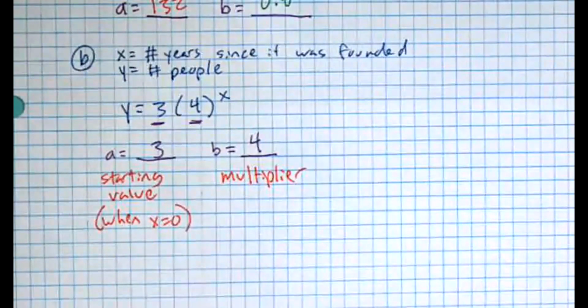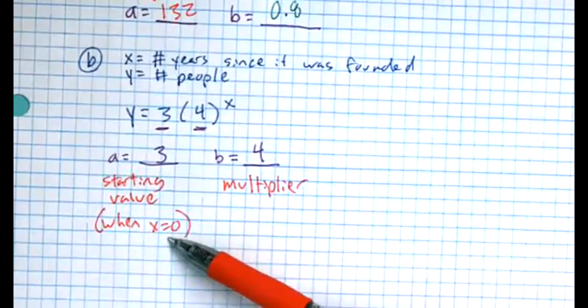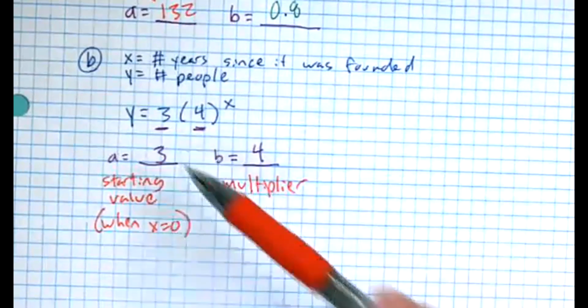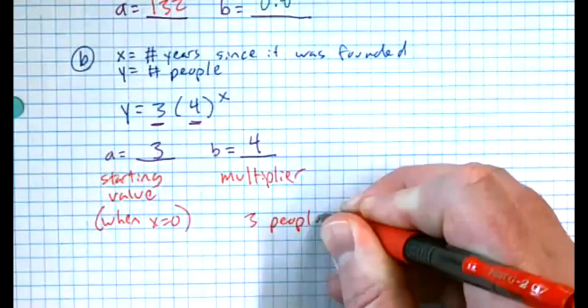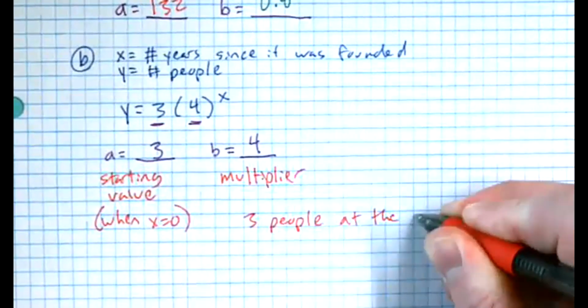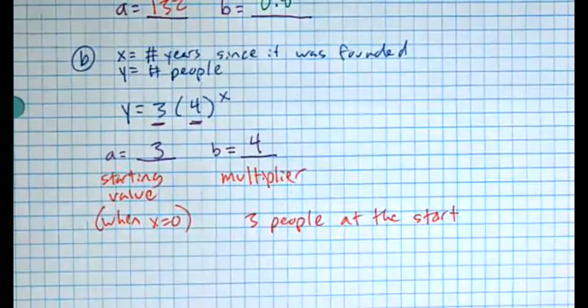So they asked us in this question, they asked us for 2 facts. They said, how many people founded the company? In other words, how many people were there at the beginning, at the start? When we were 0 years in, when x equals 0, the starting value was 3. So we can say that there were 3 people at the start. That answers the question of how many founding members were there. Founding members were people that were there at the beginning.